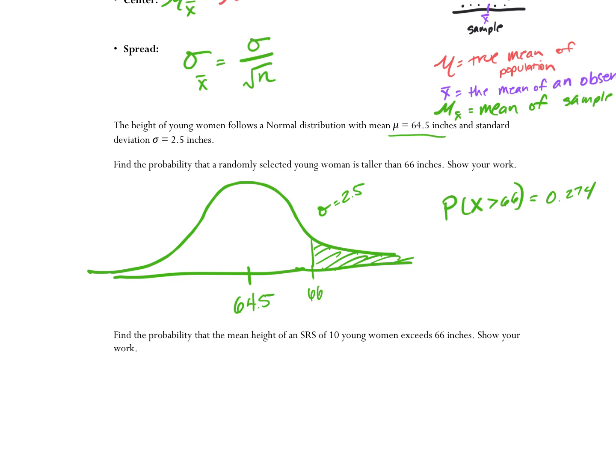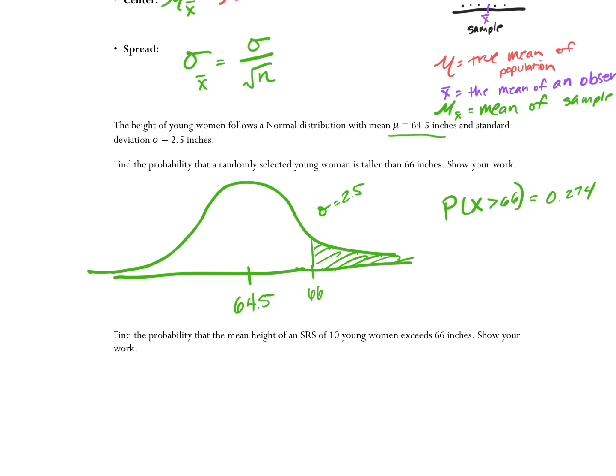How are we feeling so far? Would you say that it is likely to get somebody who is 66 inches or taller? I wouldn't call it unlikely. I would put it in the "it could happen" range, yeah? Are we good?